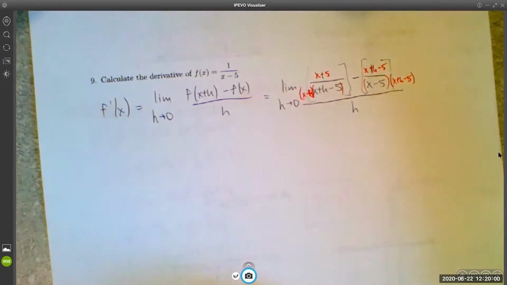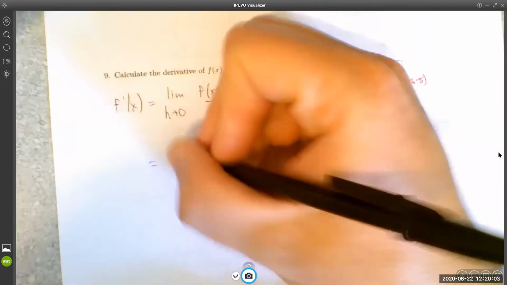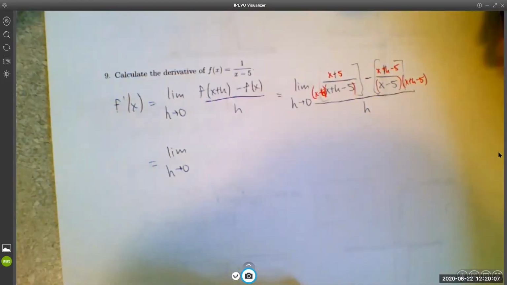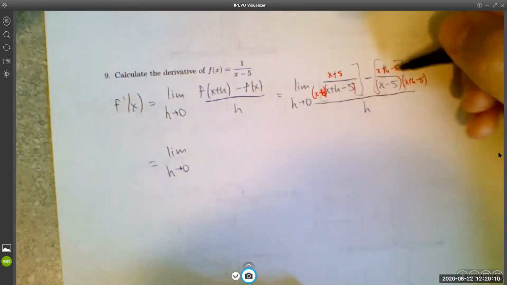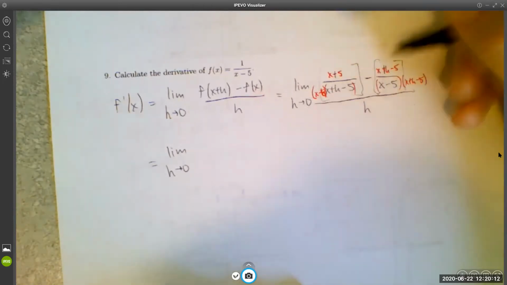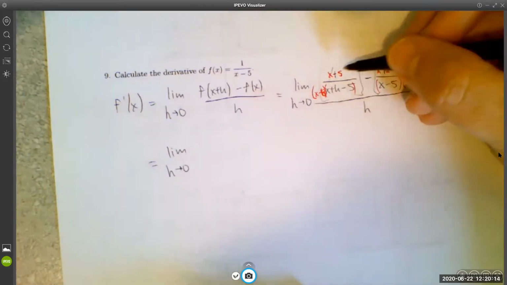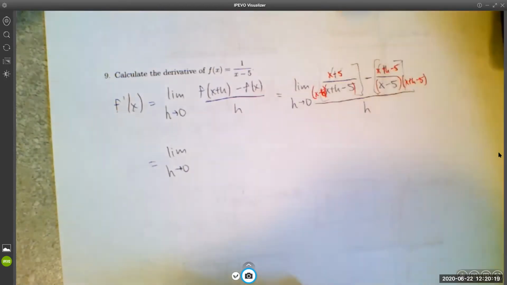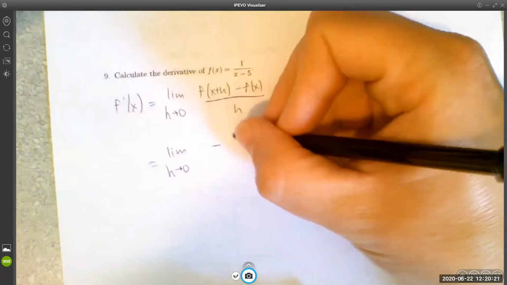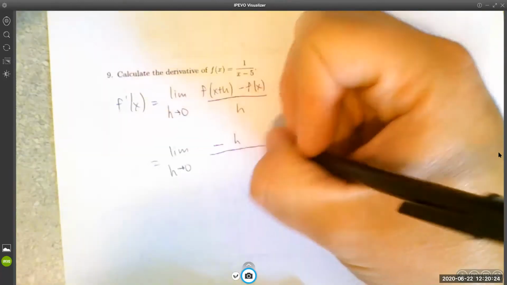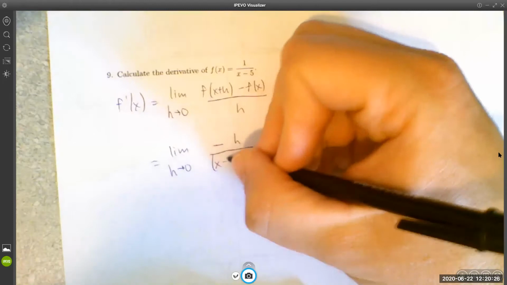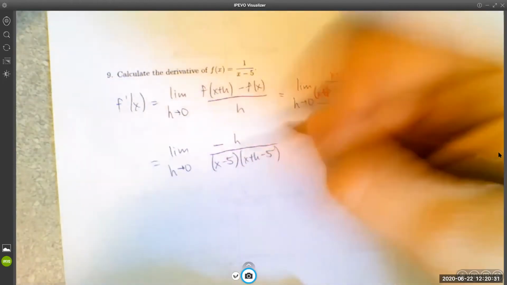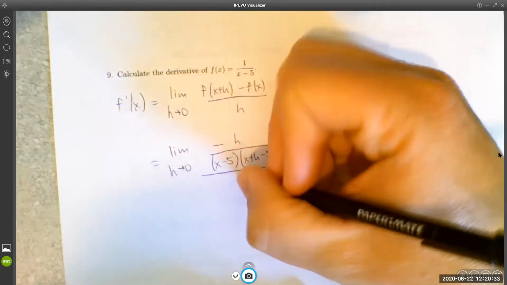And let's see what we get. So these are common denominators now. I can just subtract these things. The x's cancel. Negative 5 minus negative 5, so the negative 5's cancel. I'm just left with the negative h, right? So I have negative h over x minus 5 times x plus h minus 5, all over h.